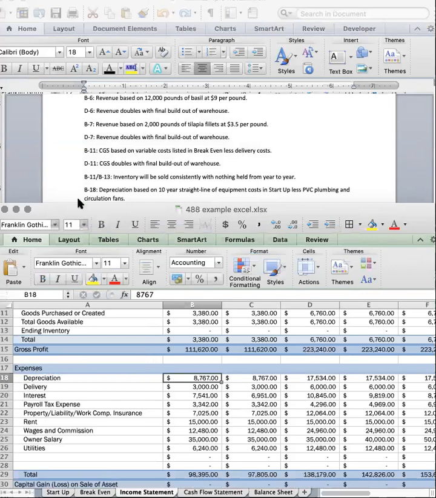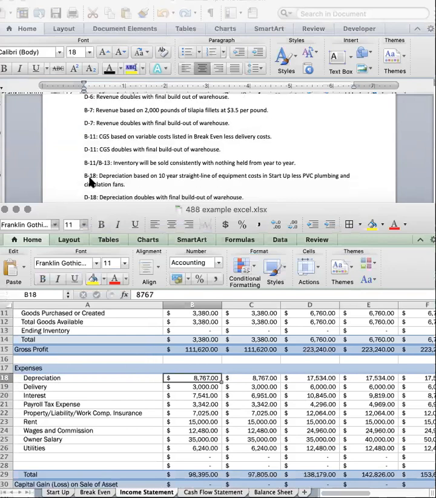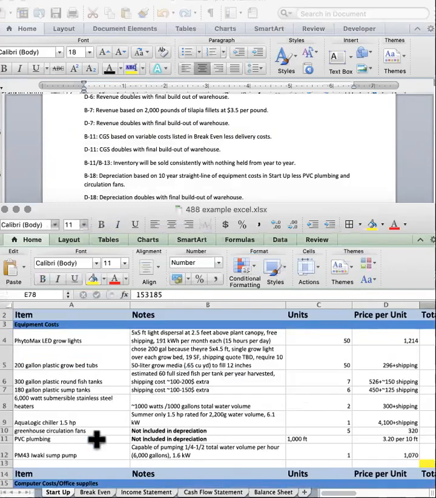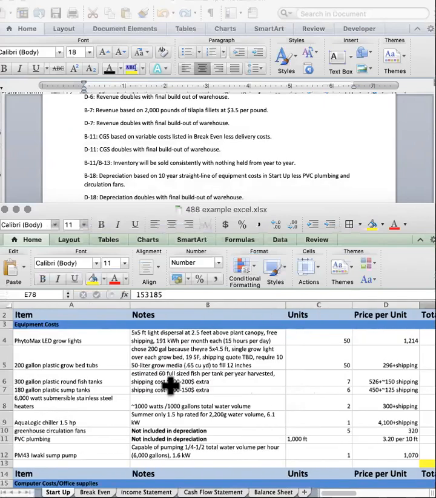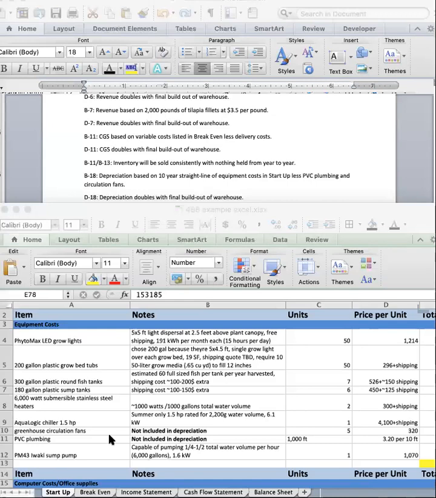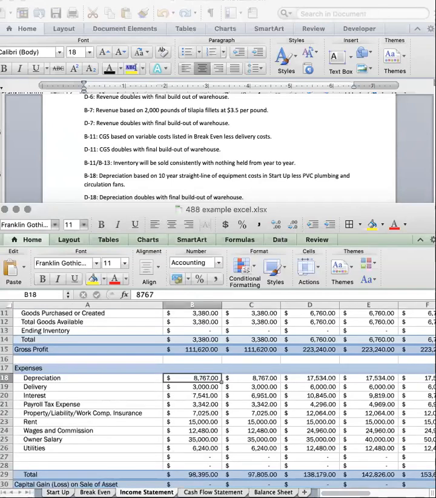So here in line 18, he's got a line or a note for depreciation, and this refers to the startup costs, which he's listed here for the equipment. He's listed all of his equipment he'll need, the number of units, and the price per unit, and the total cost for each of these different pieces. He also mentioned a 10-year straight line depreciation schedule, which he's attached to his business plan.